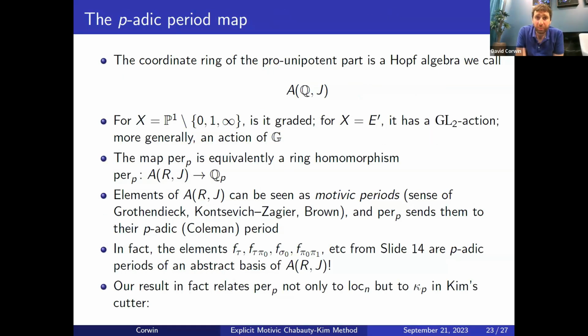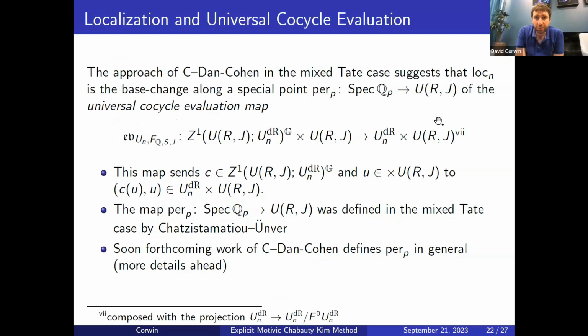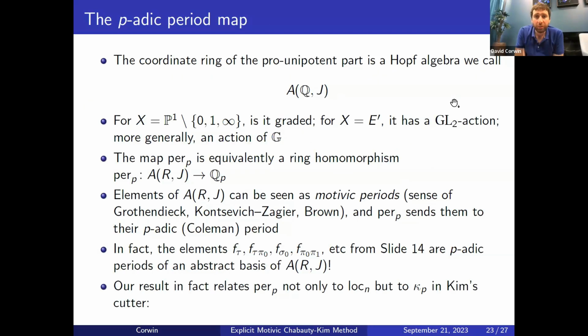So now let me say a little bit about why. So this is a map from Spec Q_p to U_R^J, a map of schemes. Why do we call this a p-adic period map? Well, instead of looking at the unipotent group, we look at its coordinate ring. So the coordinate ring of a group scheme is a Hopf algebra. I call it, that should not be A_Q^J, this should be A_R^J. So below you see A_R^J. I meant to write A_R^J at the top of this slide.